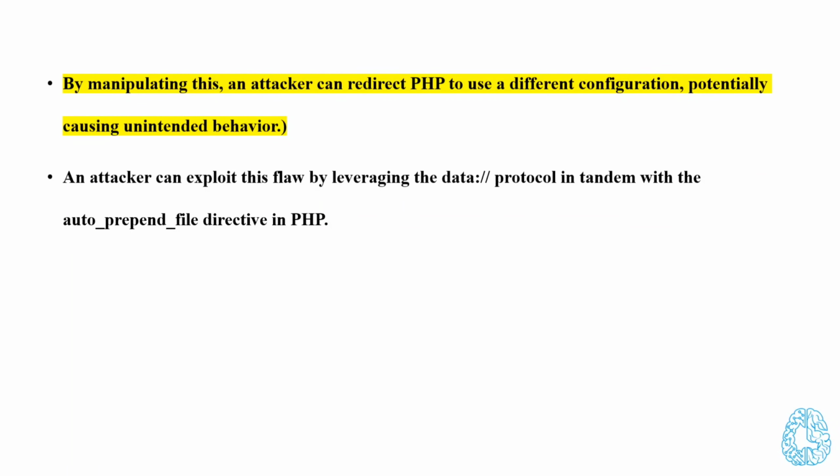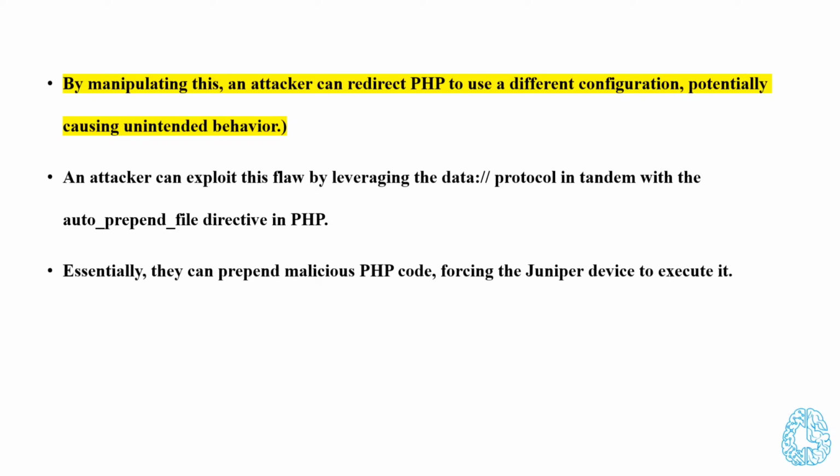Attackers can exploit this by using a method involving a data protocol and a PHP directive called the auto_prepend_file directive. In simpler terms, this allows the attackers to insert malicious PHP code, which can trick the Juniper device into executing the malicious PHP code.